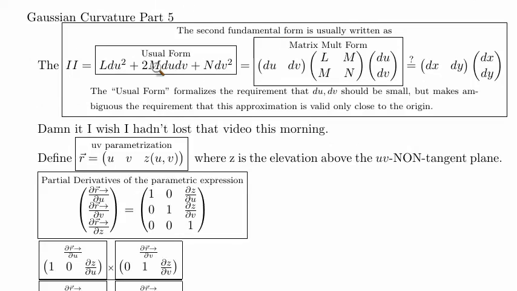So the question is, did I screw this up and put the L du squared plus 2M du dv plus N dv squared, or did Wikipedia screw it up? Probably Wikipedia did, just because Wikipedia is by a number of authors, and it's quite likely that one author was using u comma v as the natural coordinate system, or as the tangential at the origin coordinate system, and another author may have been using x comma y as the tangential coordinate system. It's pretty much arbitrary which one you use when.